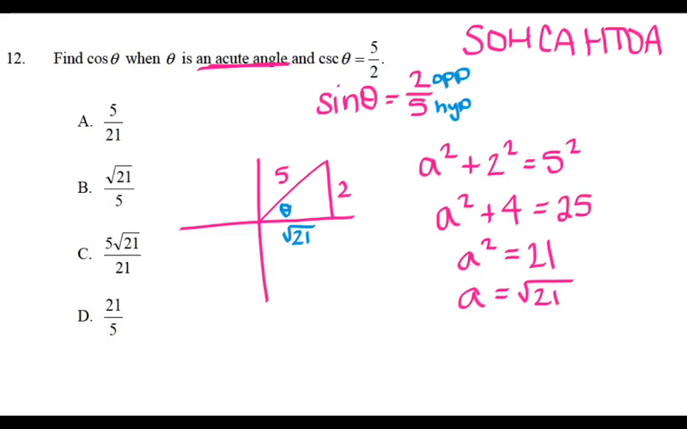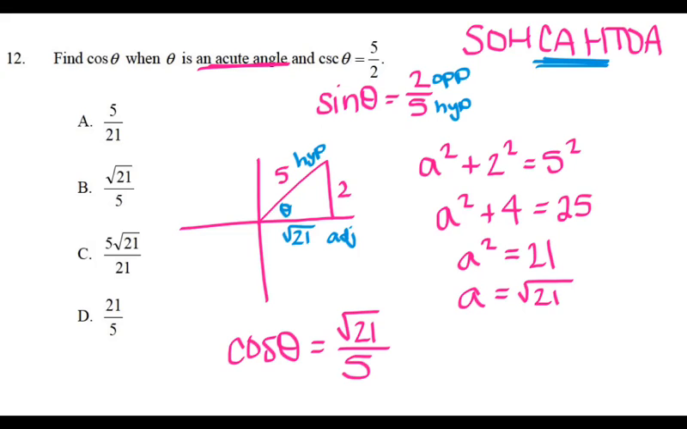Now the original problem says to find cosine. So looking at my cosine, cosine is adjacent over hypotenuse. So my adjacent side is the square root of 21, and my hypotenuse is that 5. So that means cosine of theta is going to be the square root of 21 over 5, which is b.